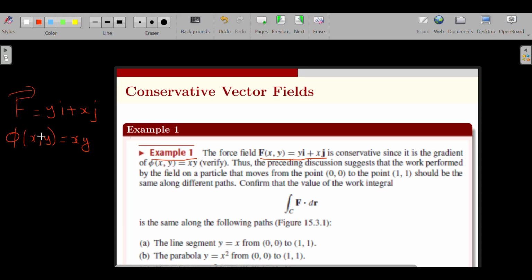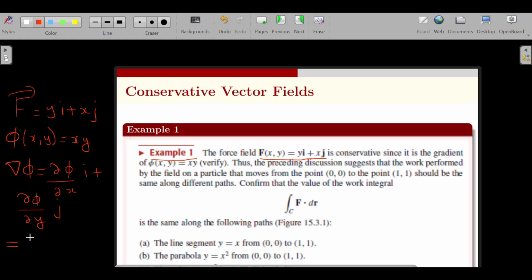That is, you have to verify this. So let us calculate the gradient of phi. So what will be del phi? Del phi is equal to derivative of phi, that is, ∂φ/∂x i plus ∂φ/∂y j.